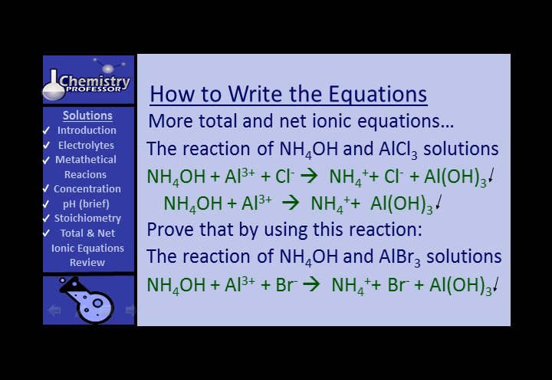So it looks like it's ammonium hydroxide as a molecule, aluminum ions and bromide ions written as ions, yes. And when they react, it produces ammonium ions and bromide ions and aluminum hydroxide precipitate. Now, what's the spectator ion? Well, it's the bromide ion. So if we take that out, the net ionic equation is identical to the one that occurred when we used the chloride.